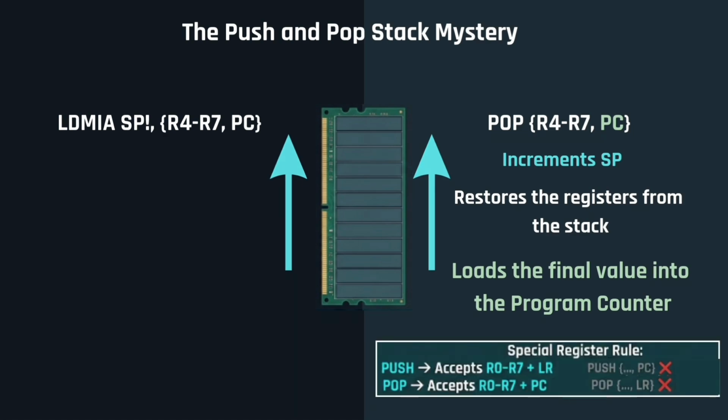Notice the special register combinations supported by Thumb-1. Push can include link register, pop can include program counter, but push cannot include program counter and pop cannot include link register. These are Thumb-1 encoding restrictions.